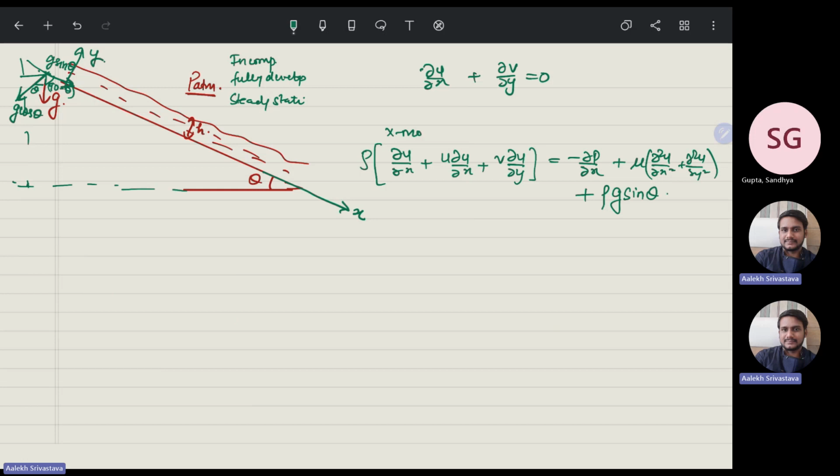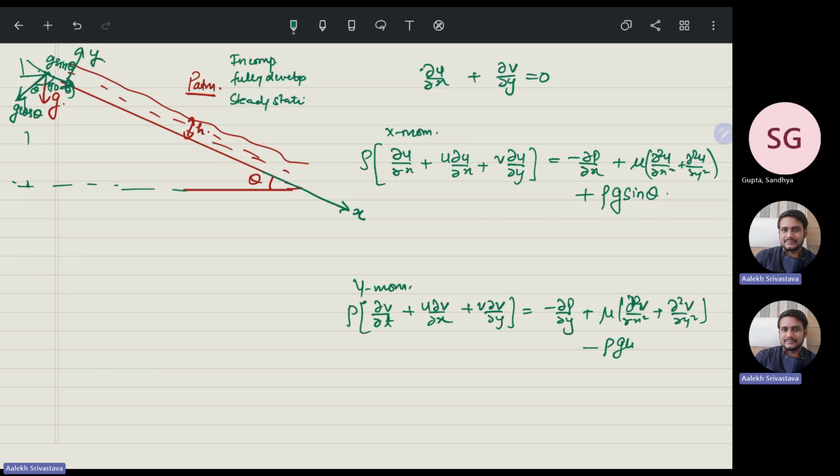This is x momentum. Now we will have a y momentum. So what does y momentum say? Rho (del v by del t plus u del v by del x plus v del v by del y) is equal to minus del p by del y plus mu (del 2 v by del x square plus del 2 v by del y square) minus rho g cos theta, because it's in the negative y direction.